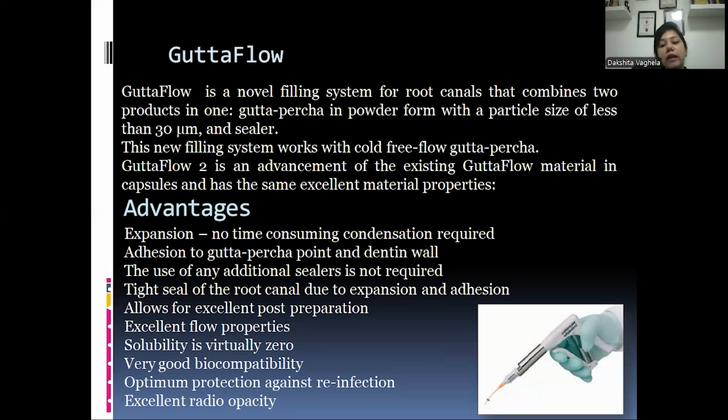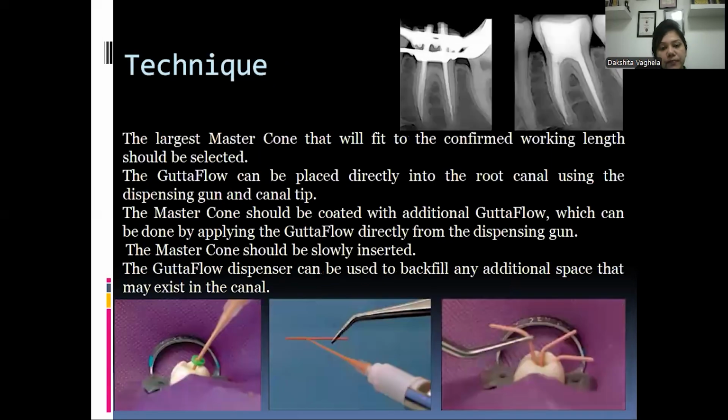Expansion adds to the adaptation between the gutta percha point and the dentinal wall. There is no requirement of any additional sealer. It allows for excellent post-preparation, and has excellent flow properties. Solubility is virtually zero. Very good biocompatibility, excellent radiopacity, and protection from reinfections.